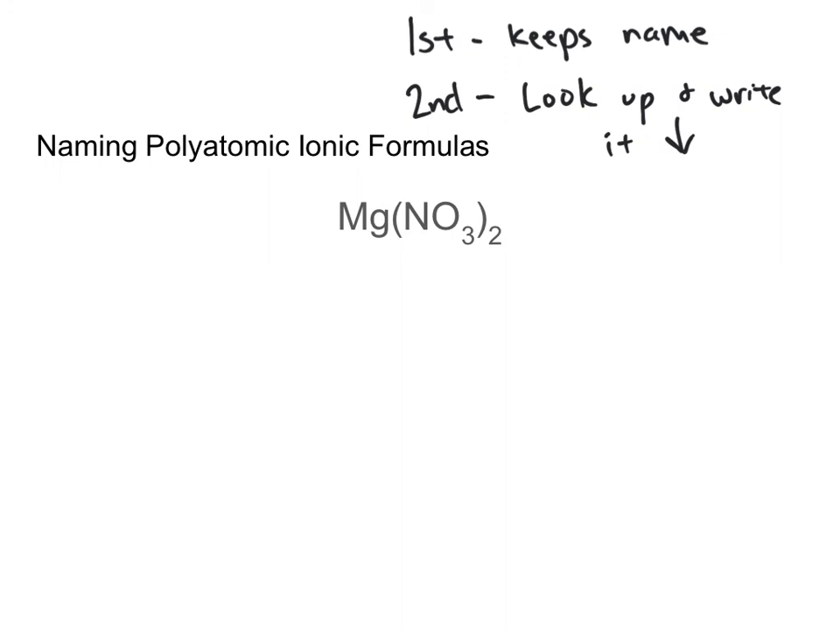Okay, so let's go ahead and work this one out. So this name right here, this is magnesium. Okay, now we gotta look up what NO3 is. You just simply write down nitrate, part of my handwriting. But that's it for naming. That's all we do for names.